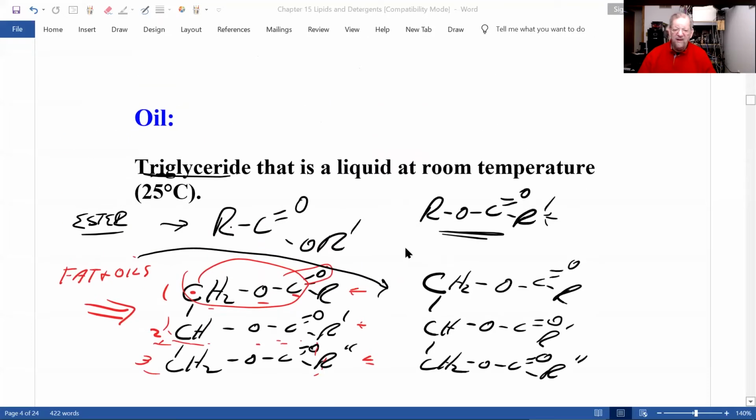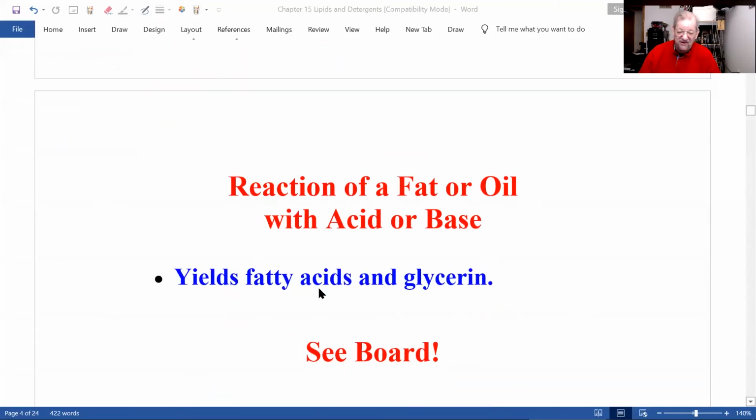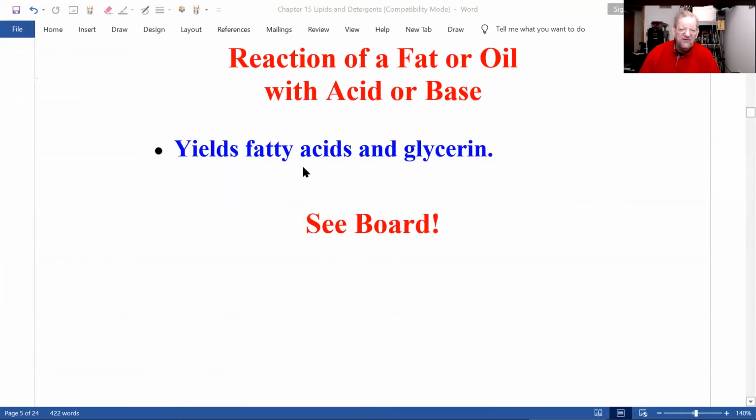Now, if you remember, these are esters. And guess what? The stuff we went through in the review, reactions of esters, fats and oils undergo. Just because you have 3 of them in a molecule doesn't mean they react differently. Now, let's talk about the reaction of a fat or oil with acids and bases. And what you get is fatty acids for acid and glycerin.